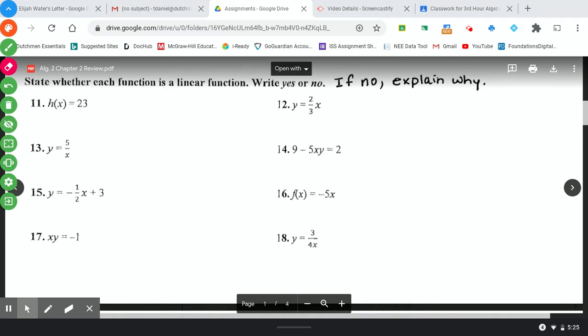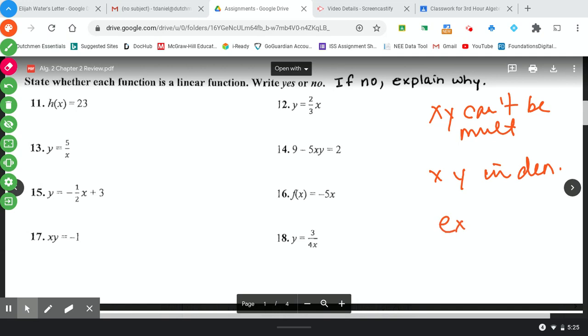On this one, remember the 3 things that they can't be: x and y can't be multiplied together. X or y can't be in the denominator. And the only exponent they can have is 1. So exponents must be 1. If you look here, there's no x or y at all. So yeah, that's a function. It's a linear function.